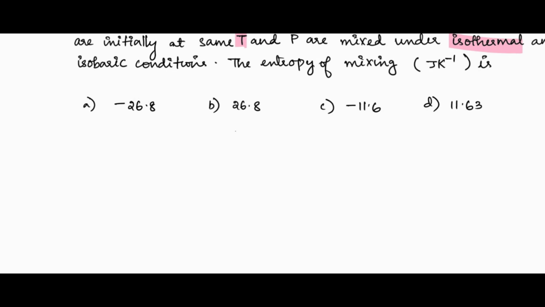Okay, and the question is, you have to find the entropy of mixing, delta S mix. Already it is given in the question that the mixing comprises of ideal gases. Okay, it comprises of ideal gases, or it is ideal mixing. So in the case of ideal mixing, always you have to know this.